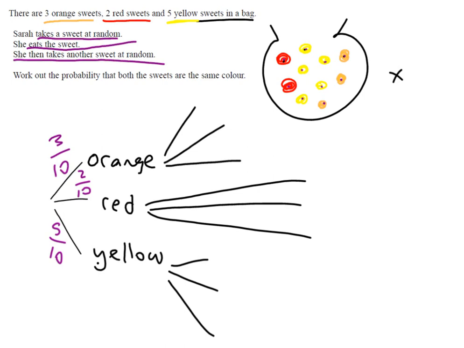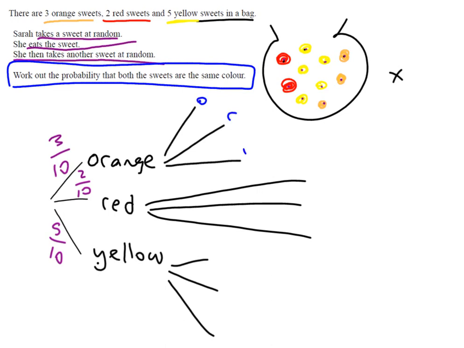Right. I'm going to be efficient here. I'm not going to finish filling all this in. I'm going to read the question, see what's required. Now the options here are orange, red, yellow. Orange, red, yellow. Orange, red, yellow. And if we've already picked an orange out, if we want them both the same, the only path that we're interested in is orange then orange. Okay, so let's just think about that one.